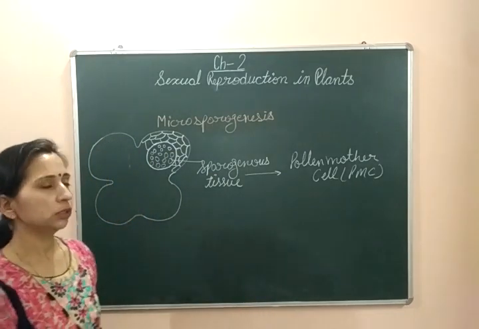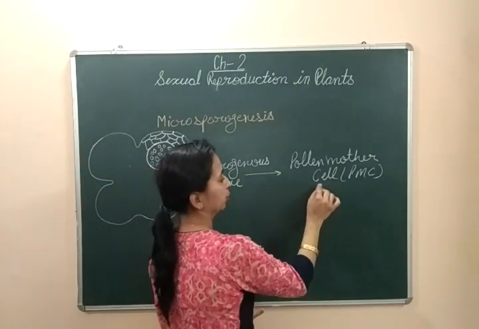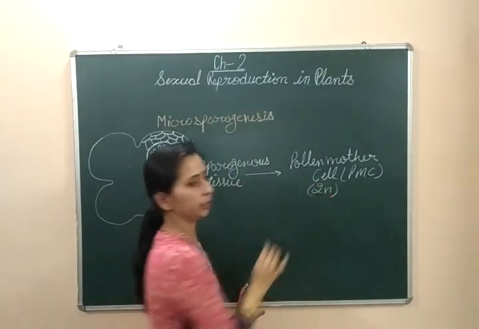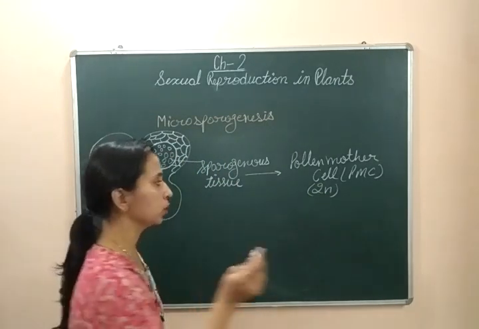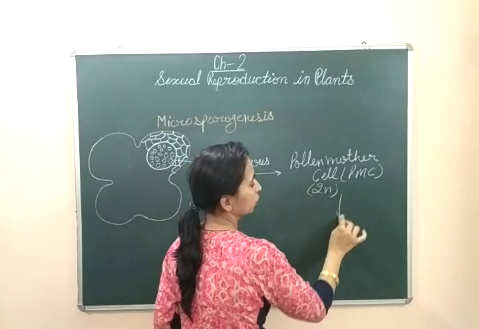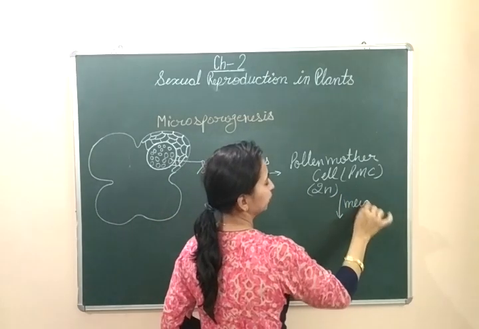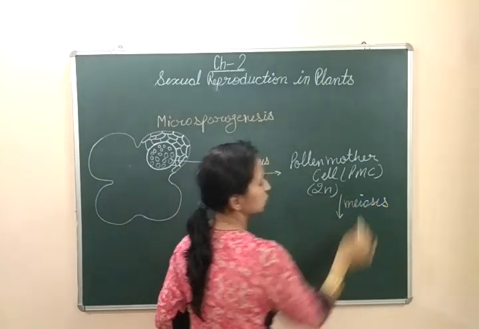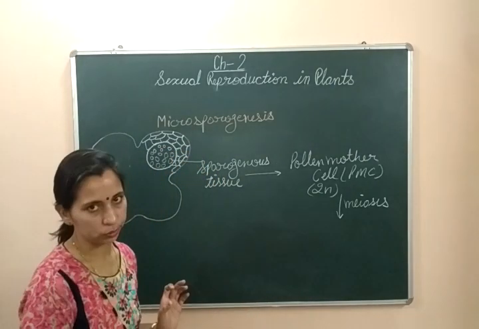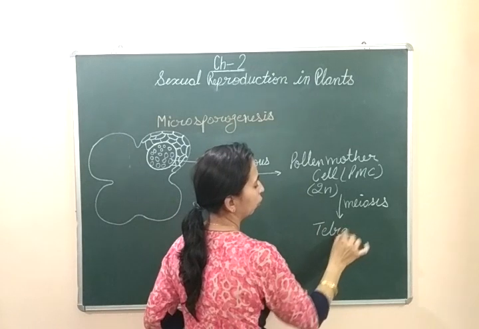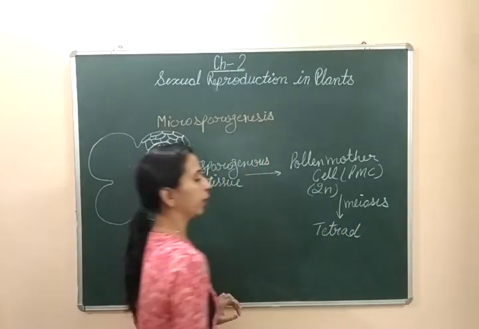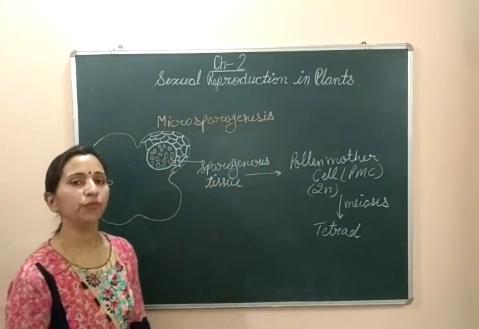This pollen mother cell is diploid in nature. This cell goes through division, and the division is meiosis. Meiosis takes place here, and due to meiosis, it forms four microspores. Four microspores are formed here, which are arranged in the form of a tetrad.